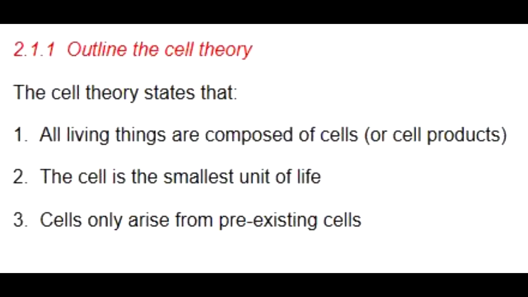The first statement is outline cell theory. In order to do this, we would need to memorize three simple and fairly obvious statements. Number 1, all living things are composed of cells, or cell products. Number 2, the cell is the smallest unit of life. And number 3, cells only arise from pre-existing cells.